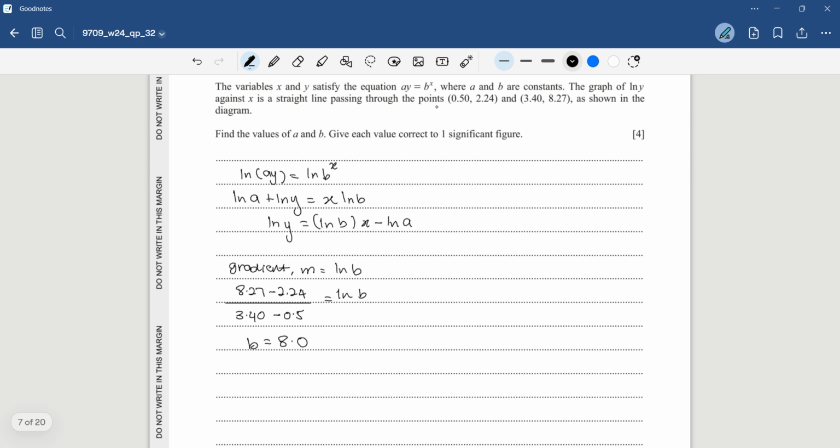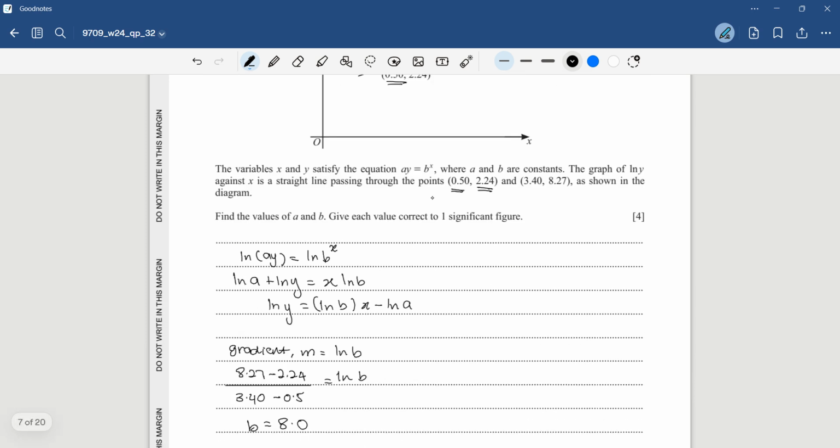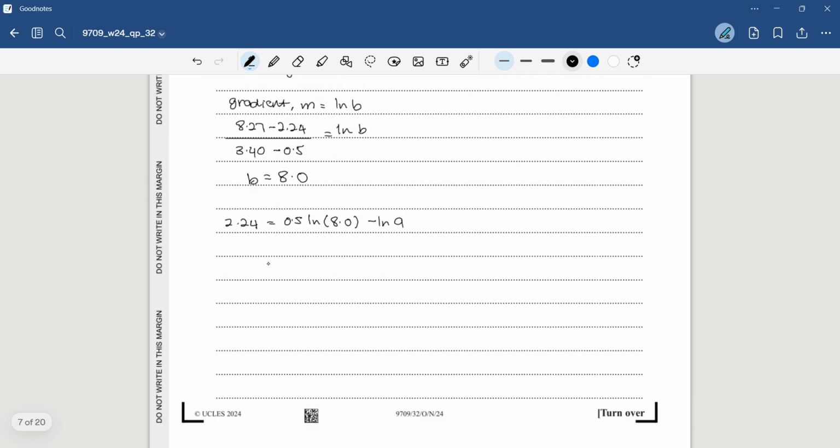And for this, it is the y-intercept, so you can also directly substitute this inside. So this is x and this is ln y, so it's going to be 2.24 equivalent to x ln b minus ln a. So x here is, I'm sorry, x just now is 0.5. Therefore your ln a will be ln 8.